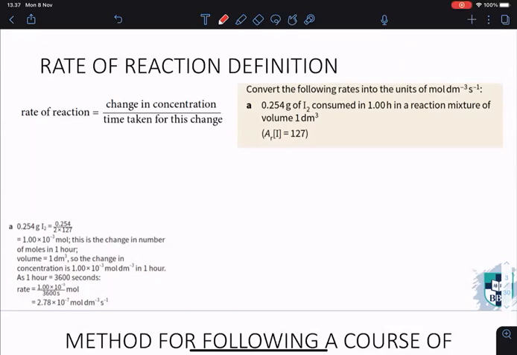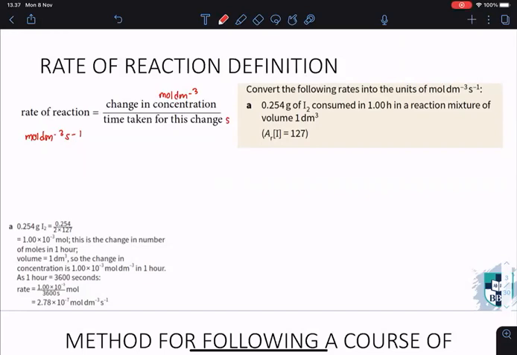The change in concentration should be in mole per dm cube, and the time that we will use is second. So the unit for rate of reaction is going to be mole per dm cube per second. This is going to be the unit for rate of reaction. And you can see the example given over there.